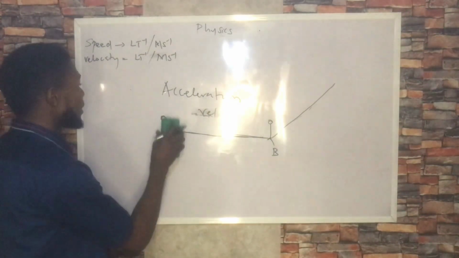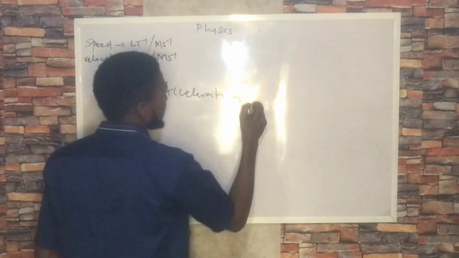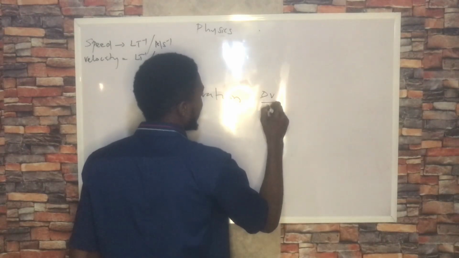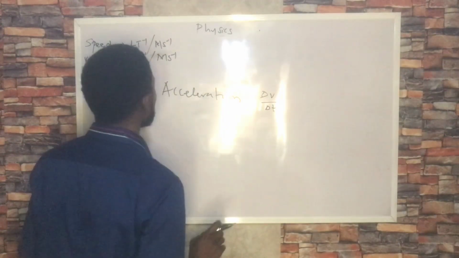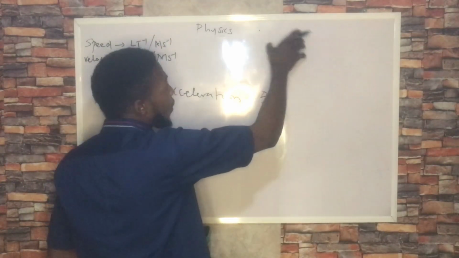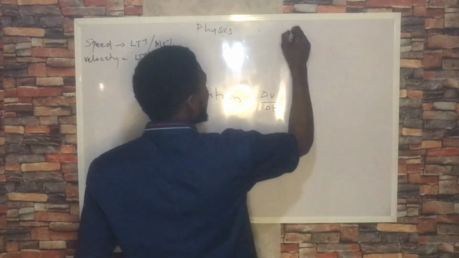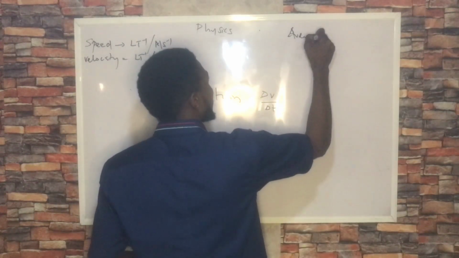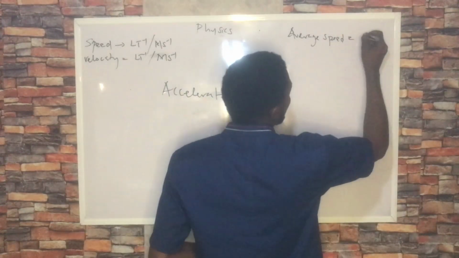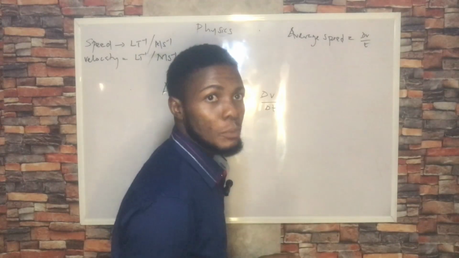So acceleration is mathematically given as what? Acceleration is simply given as change in velocity over change in time. In most cases, velocity can also be given as average speed or average velocity. It's given as change in distance over change in time, for your average speed.